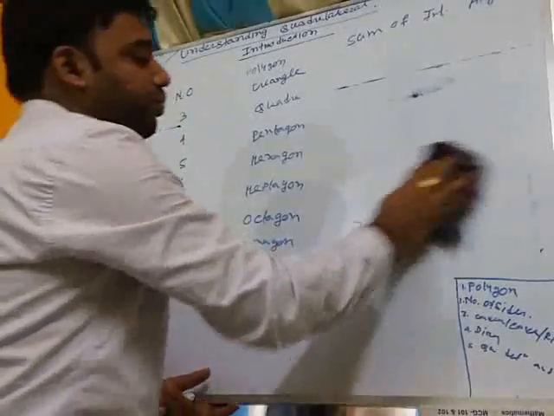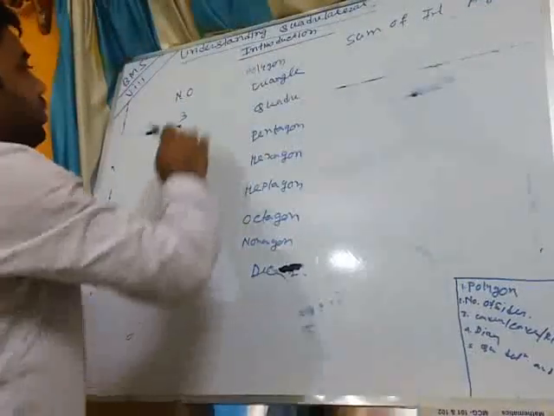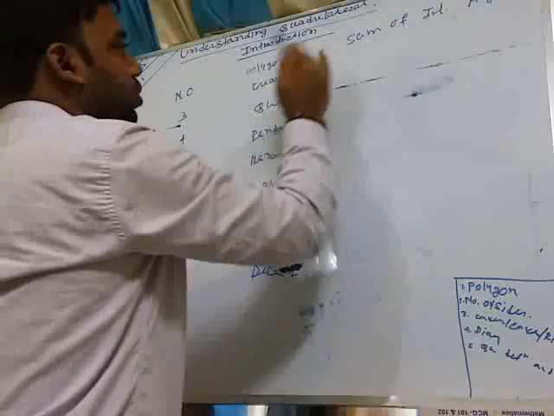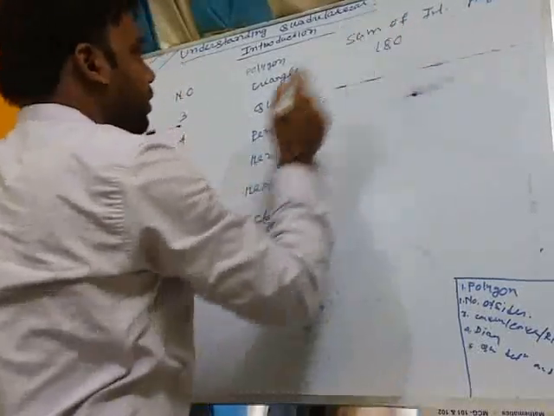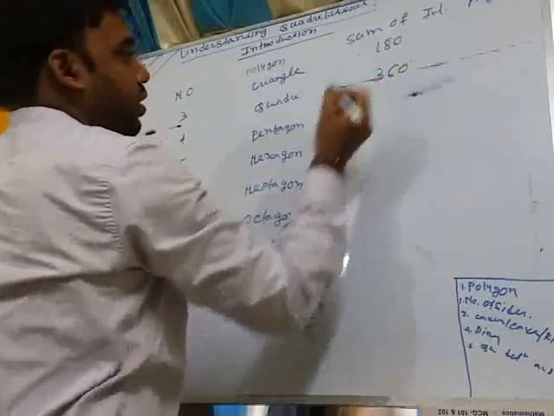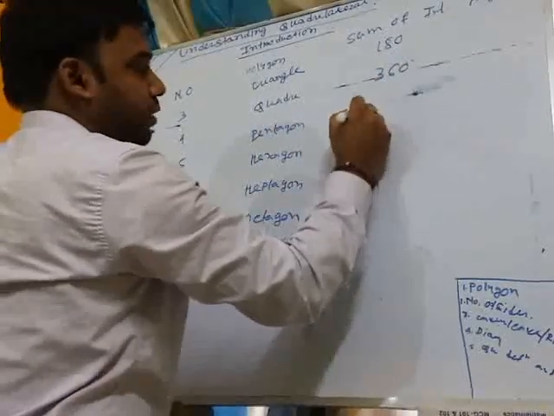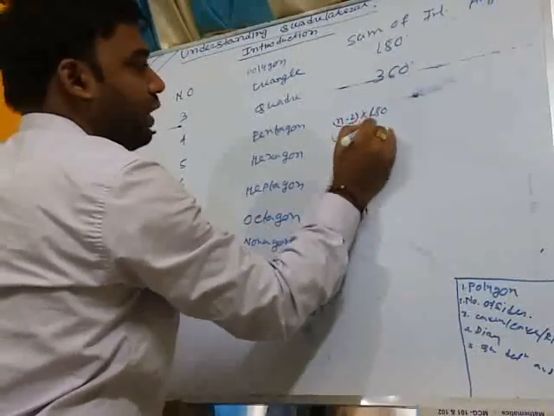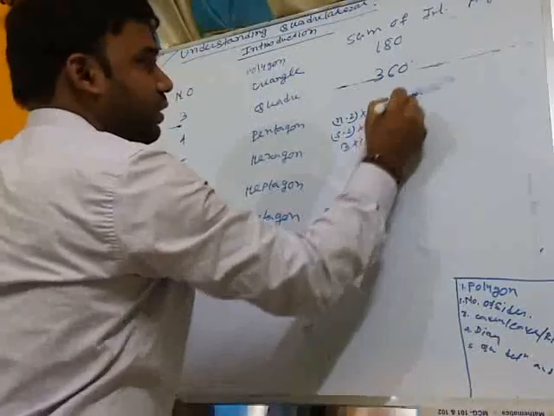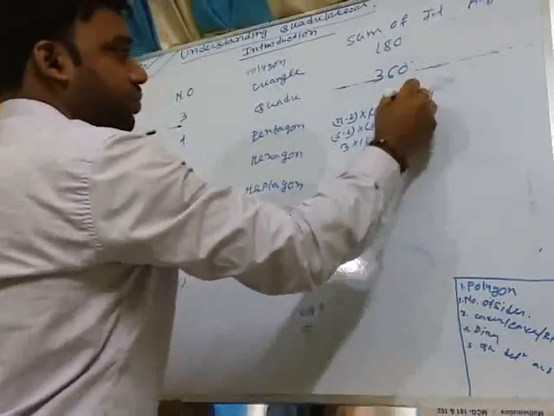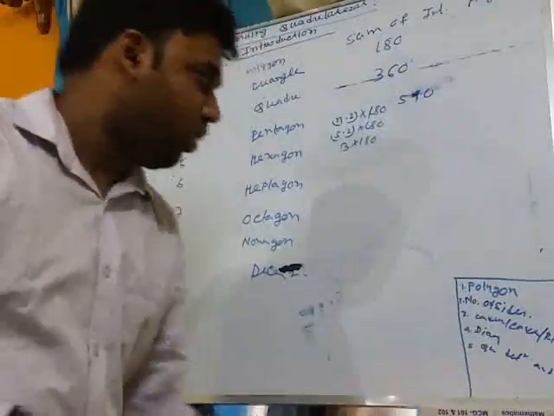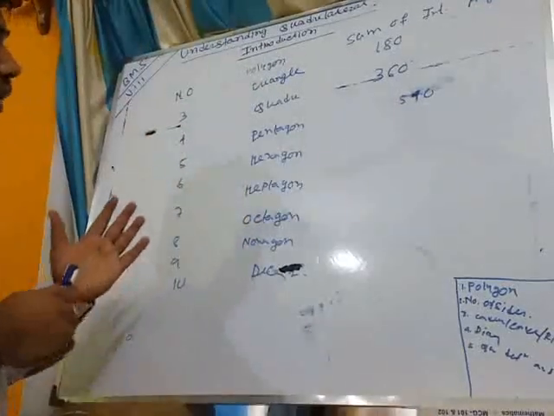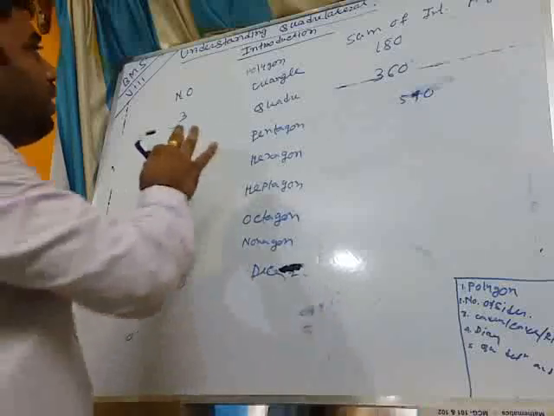Using that formula, if it has 3 sides, then it is called a triangle, and the sum of the interior angles of the triangle is 180. For a quadrilateral, that is 360. For a pentagon, put n equal to 5: (5 minus 2) into 180, 3 into 180, that is 540. So with this formula we get the sum of the angles of a polygon.